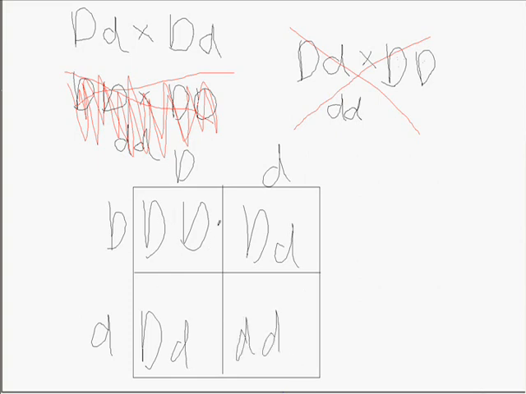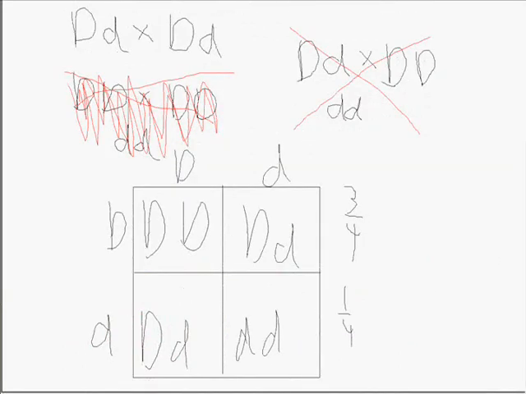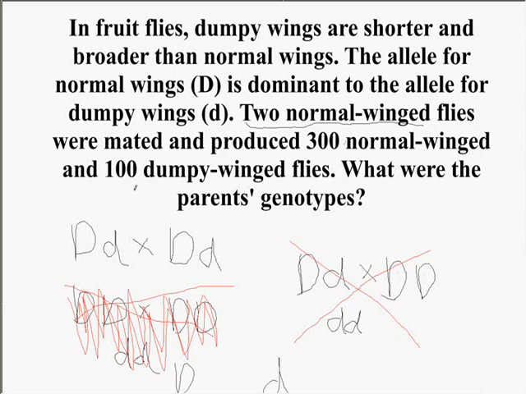So if we look, the children that will have normal wings, 1, 2, 3 out of the 4, because 3 children have at least one capital D, and 1/4 because this child will have the dumpy wings due to the 2 recessive alleles. So it's a 3/4 to 1/4 cross. And if we look, the information it gave us was 300 normal to 100 dumpy. So 3/4, 1/4, 300 out of 400 to 100 out of 400. So this checks out.